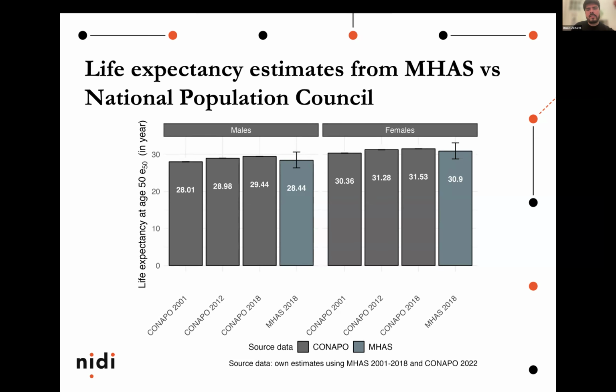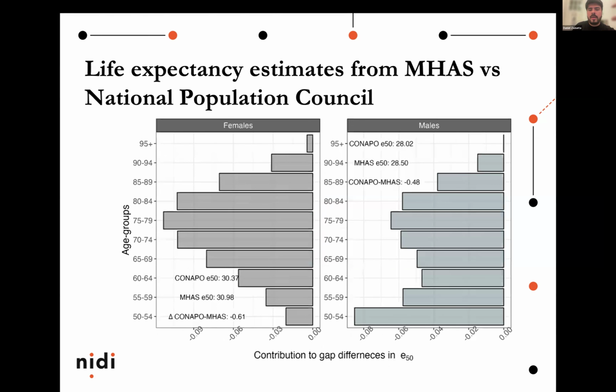But if we want to have a deeper look at why the difference between the life expectancy from MHAS and the average life expectancy from these 3 years using the National Population Council, we use the decomposition method to assess these differences, right? So what you observe in the panel is the age-specific contribution. If you sum all these little bars, what you get is the final number, CONAPO minus MHAS. So for females, it's minus 0.61 years. And most of these differences are due to mortality differences between ages 70 and 84.